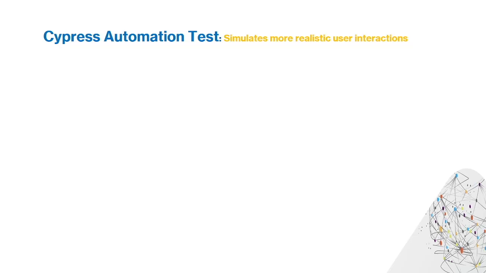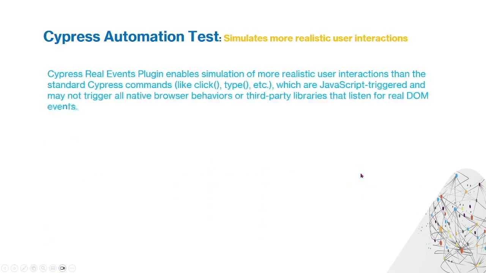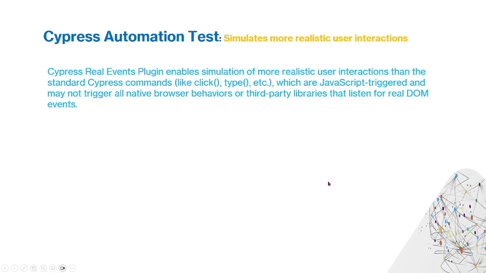Welcome to our Cypress Automation Test tutorials. Today's topic is simulating more realistic user interactions. The Cypress Real Events plugin enables simulation of more realistic user interactions than the standard Cypress commands like click, tap, etc., which are JavaScript triggered and may not trigger all native browser behaviors or third-party libraries that listen for the real DOM events.